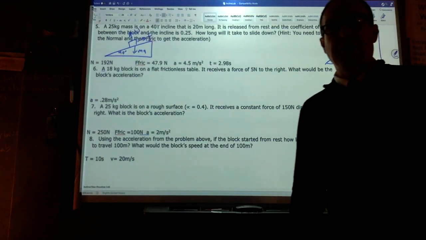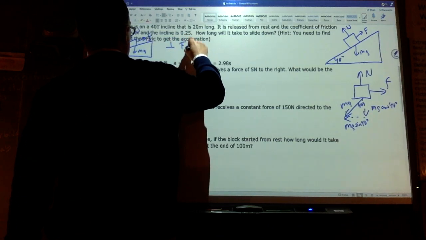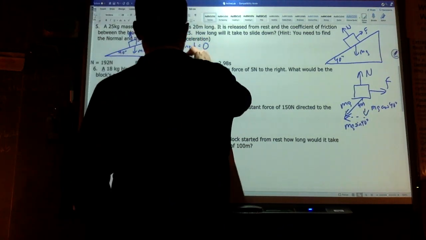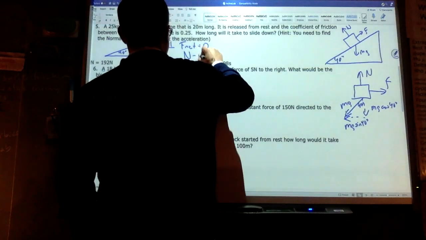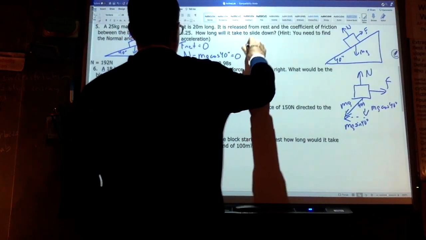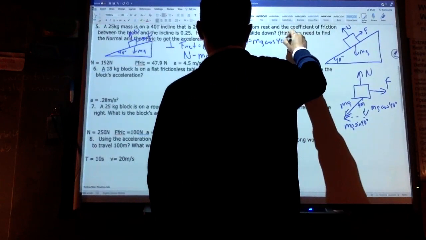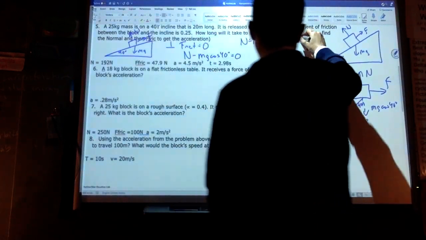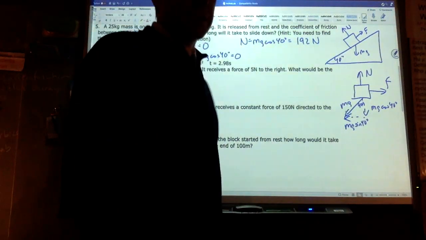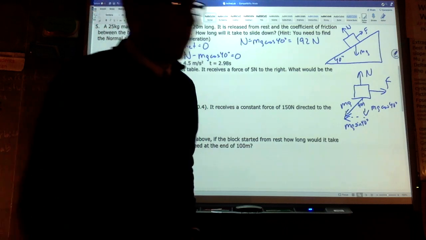So perpendicular to the incline, I still have Fnet equals 0. And so I can take my up minus my down, which means I have n minus mg cosine 40. So n is going to be equal to mg cosine 40, which is 192. Okay, now I need to get friction because friction's involved in my acceleration in my down the incline direction. How am I going to do this?